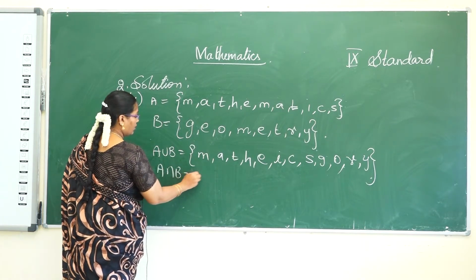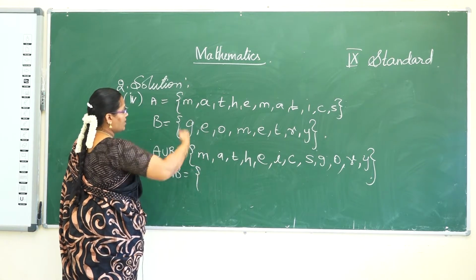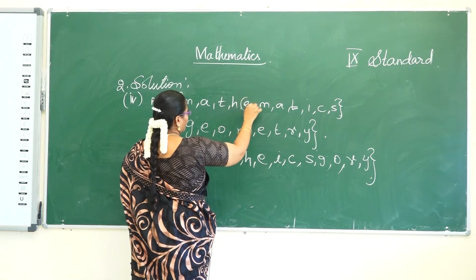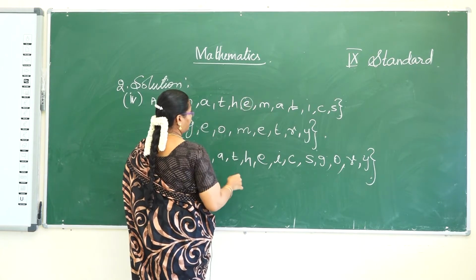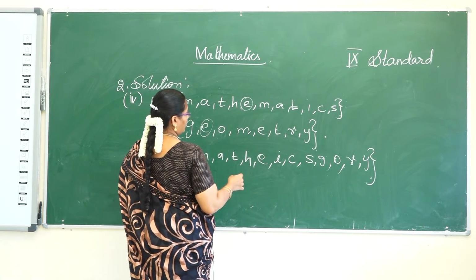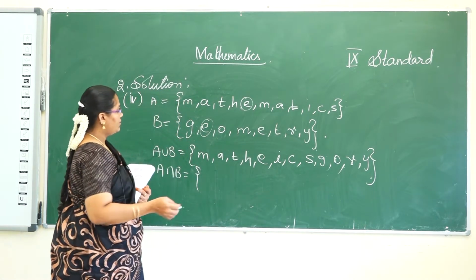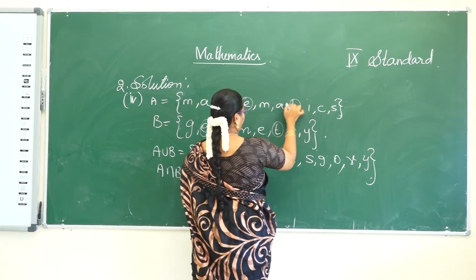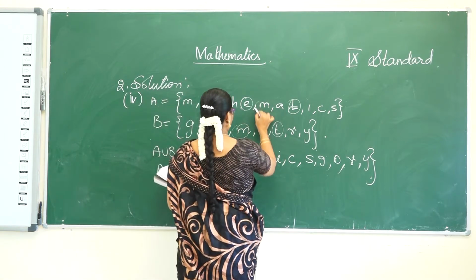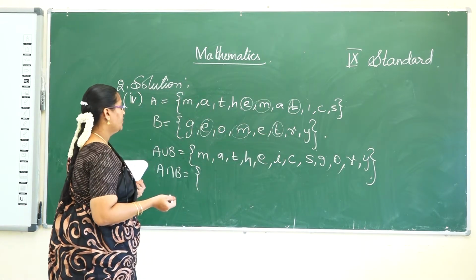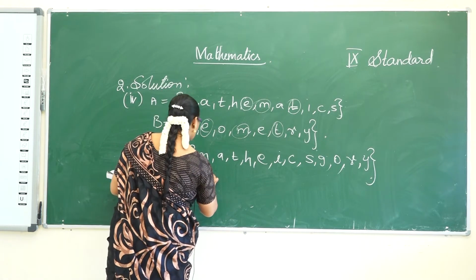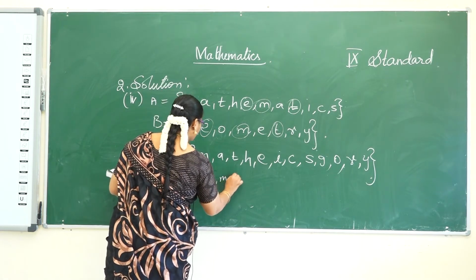So A union B means join all the elements in sets A and B, and then A intersection B, the second one. So which elements are common in sets A and B? So common elements will be cancelled. E, T, M. Any other answer? No. So A intersection B is E M T.